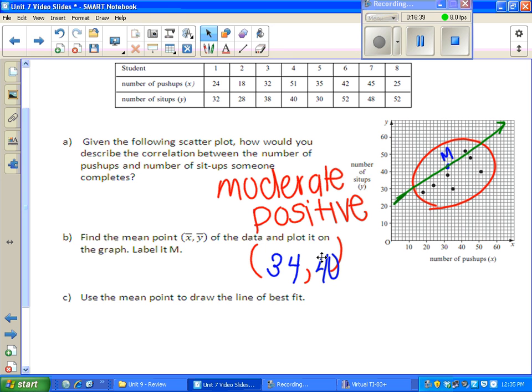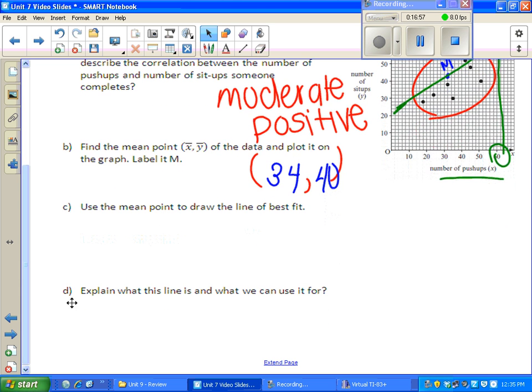Now remember, you can use your line of best fit to make predictions. For example, I could say, okay, how many sit-ups do you think they'd do if they did 60 push-ups? Well, I can follow that up to my line of best fit, go over, and I'd say, oh, I think if they do 60 push-ups, they can do about 64 sit-ups. So that's what's nice about the line of best fit. And it always goes through the mean point. And that's exactly what I just talked about. It's explain what the line is and what we use it for. We can use it to make predictions about data that maybe doesn't fall in our set of data.